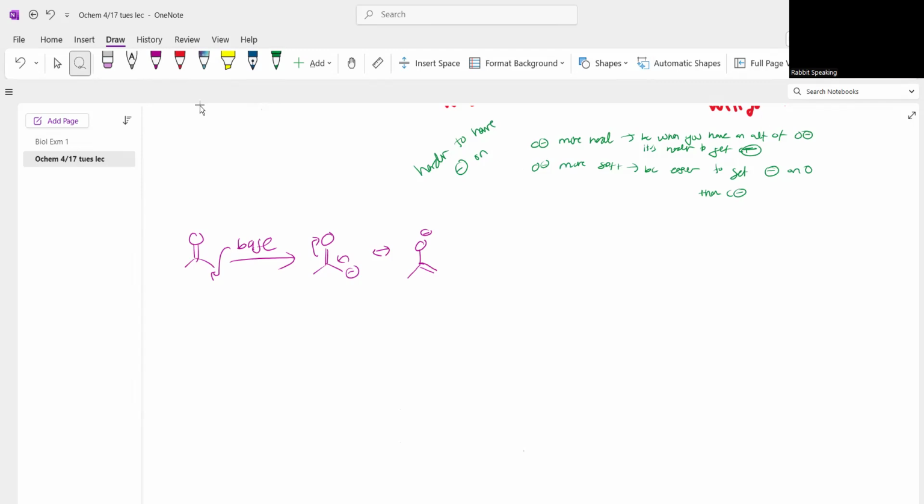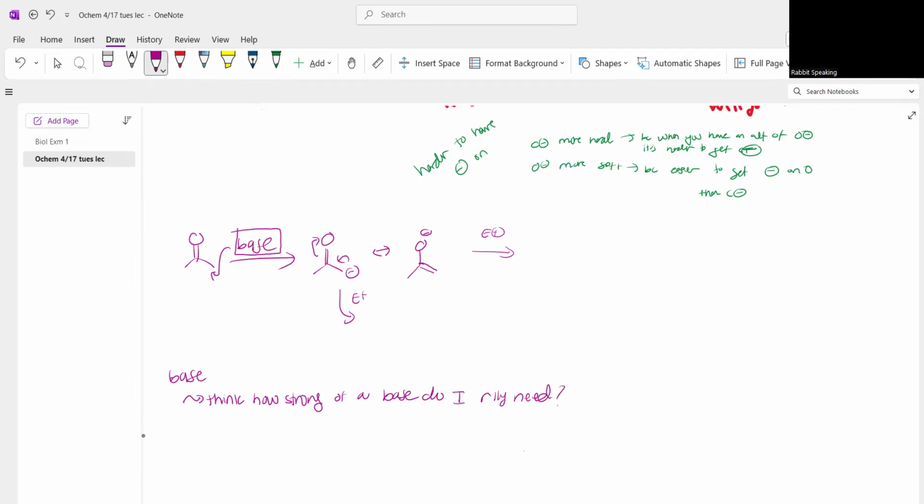And then we react that with an electrophile. Remember, we have two pathways possible, so I'll just write electrophile here, electrophile there, because there are two pathways we can go. And so coming back to here, when choosing your base, you need to think: how strong of a base do I really need?